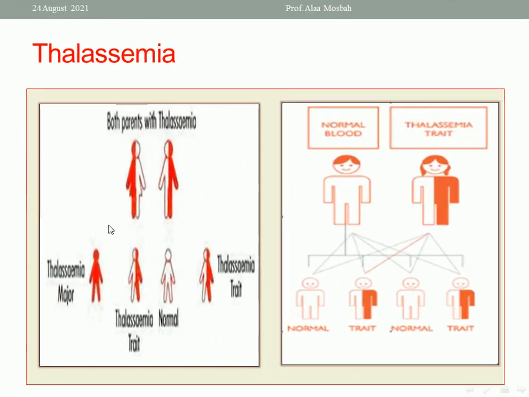Look at this picture. This is the transfer of genes from parents to children. The possibility, if both are carriers, of occurrence of thalassemia major is 25%, as you see from the picture. If one of the parents is a carrier and the other one is normal, the possibility of a carrier child will be 50% and no possibility of thalassemia major.